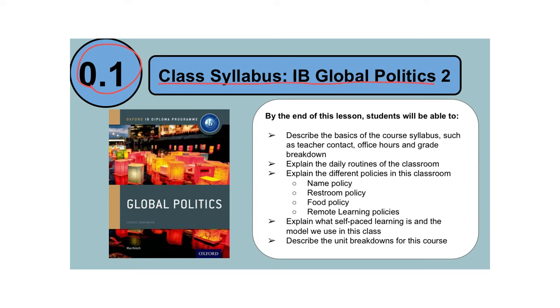By the end of the lesson, you should be able to do the following things. Describe the basics of the course syllabus, such as teacher contact, office hours, etc. You should be able to explain the daily routines of the course, as well as the various policies that are established throughout the classroom. You should also be able to explain what self-paced learning is and the model that is used in the classroom, and then also be able to describe the unit breakdown for IB Global Politics 2.